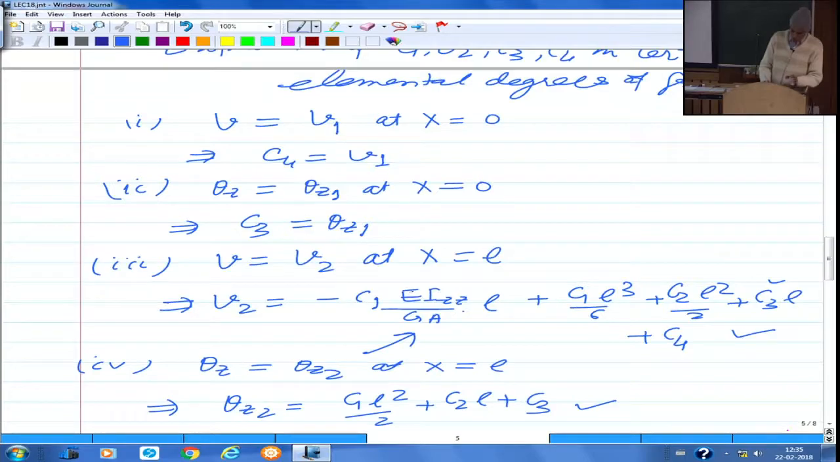So once you derive this, you again substitute back in your integral functional, and you can derive the element level Galerkin equation.